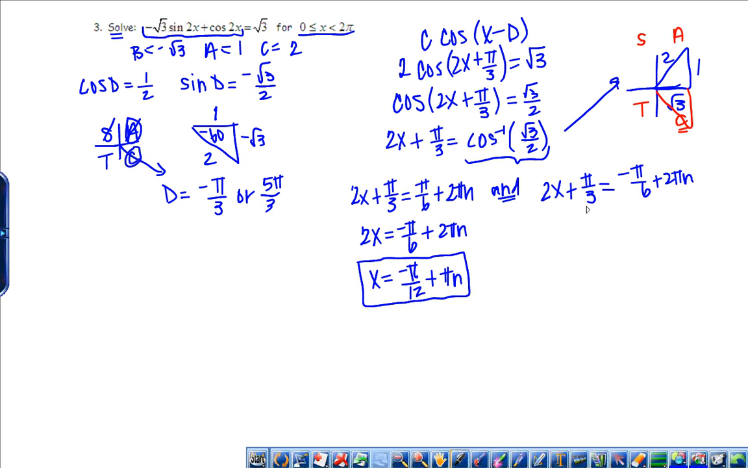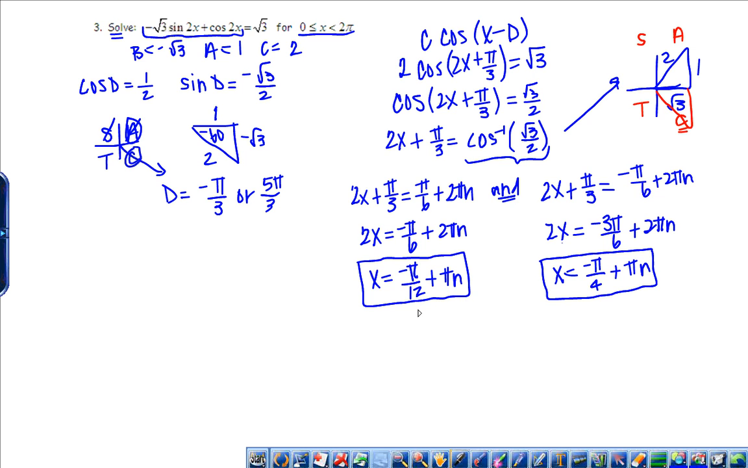Okay, let's do the same thing here. I'm going to subtract pi over 3 from both sides. That gives me 2x equals negative 3 pi over 6 plus 2 pi n. And now dividing by 2 on everything. Actually, I could have simplified this, but I'm going to go ahead and simplify now. Gives me negative pi over 4 plus pi n. And this gives me my 2 general solutions.